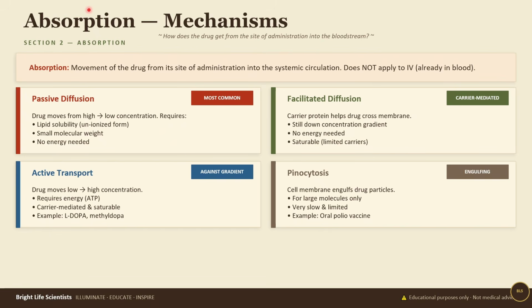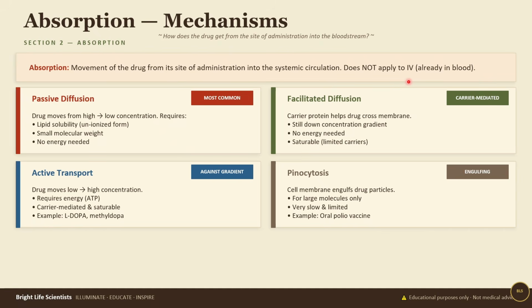So what is absorption? Absorption is the movement of a drug from its site of administration into the systemic circulation. Notice that this does not apply to intravenous drugs. An intravenous drug is already in the blood. There is no absorption step here. So for every other route, the drug must cross biological membranes to get into the bloodstream.